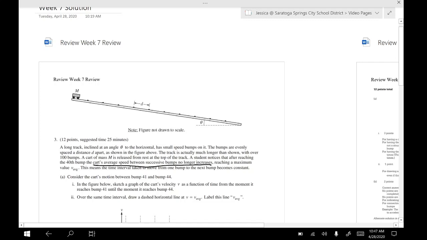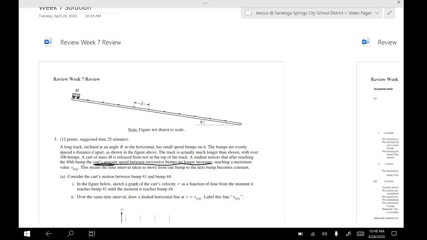So the average speed no longer increases, meaning the cart might speed up or slow down, but the average speed stays the same, reaching a maximum value V average. This means the time interval taken to move from one bump to the next bump becomes constant. So, consider the cart's motion between bump 41 and 44. In the figure below, sketch the graph of the cart's velocity as a function of time from the moment it reaches bump 41 till the moment it reaches bump 44.